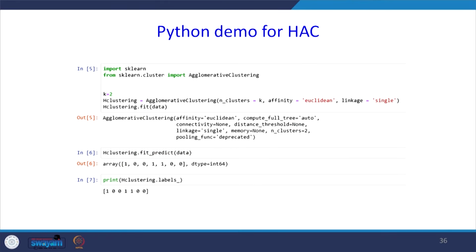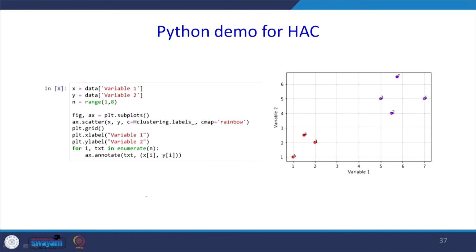Now, here what it shows is that we have entered k equal to 2. Look at this: from sklearn.cluster import AgglomerativeClustering. When you put k equal to 2, we are going to say Euclidean distance and single linkage. So, when you put k equal to 2, the clusters are divided into two categories, one is 0 and one is another group. So, these were the labels 1, 0. When you run this, you see that there are two clusters. This forms one cluster, this forms another cluster.